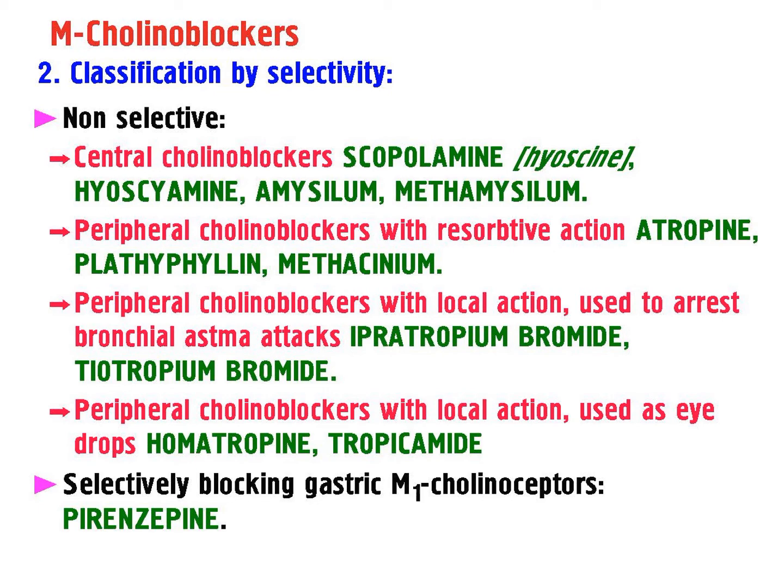Peripheral M cholinoblockers with local action, which are used for treatment of respiratory disorders, such as ipratropium bromide and tiotropium bromide. These agents are produced in form of inhalations for treatment of bronchial asthma and chronic obstructive pulmonary disease. And peripheral M cholinoblockers with local action that are used as eye drops for different ophthalmological disorders. And we have selective M cholinoblockers, which mainly block M1 cholinoreceptors in gastric parietal cells, such drug as pyrenzepine, which is mainly used for treatment of hyperacidic gastritis and gastric ulcer.